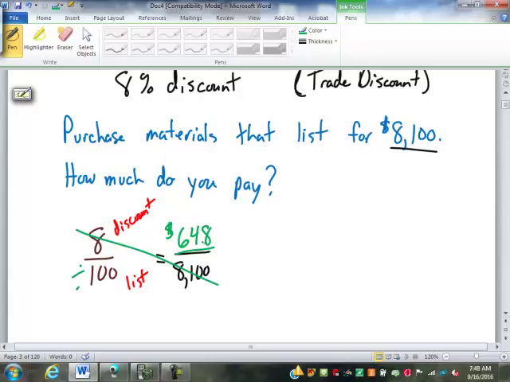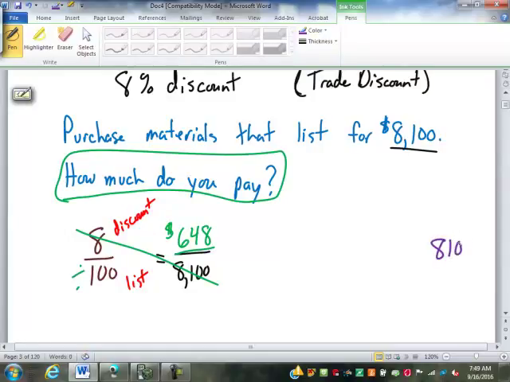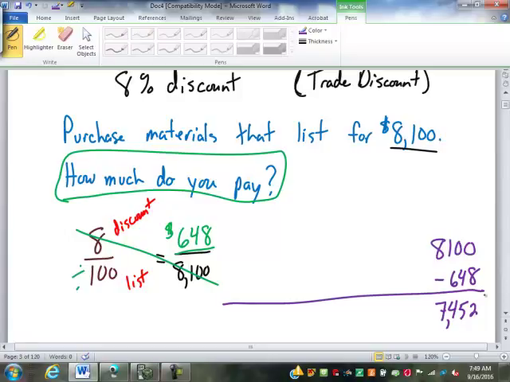The 648 is the amount of the discount. Is that what we're looking for here? We want to know how much you pay. Can we find that from the 648? Yes, we can. We're going to take our list price of $8,100. We're going to subtract the $648. And that'll give us $7,452, correct? Is the amount we paid.